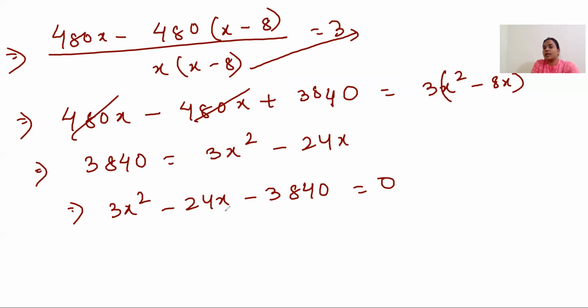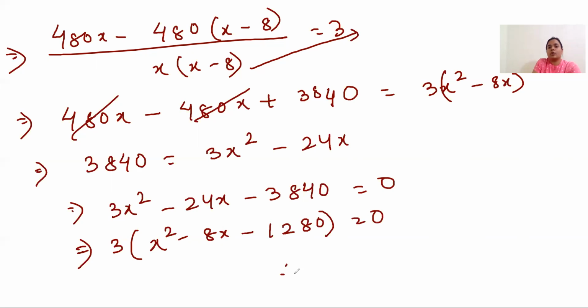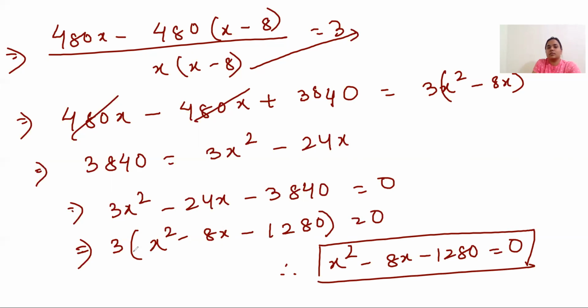In this, all three coefficients, we can take 3 as common. This 3 will go to that side, it will become 0 upon 3, and that will again become 0 only. So our required equation is x squared minus 8x minus 1280 is equal to 0.